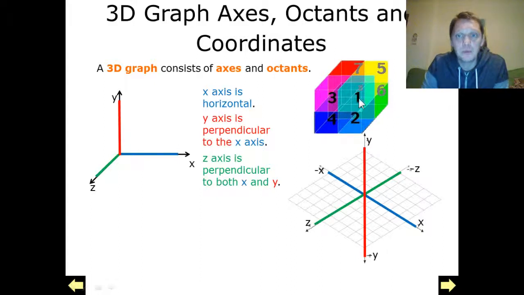Like I said, dealing with octants, which our 3D graph here is split into, it goes 1, 2, 3, 4, 5, 6, 7, and the 8th one is in this back corner here.